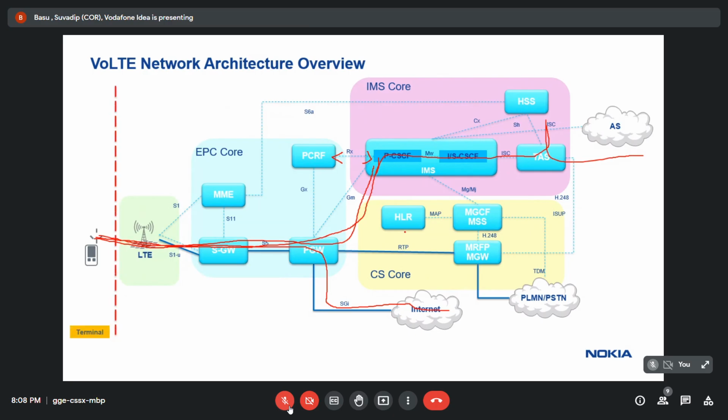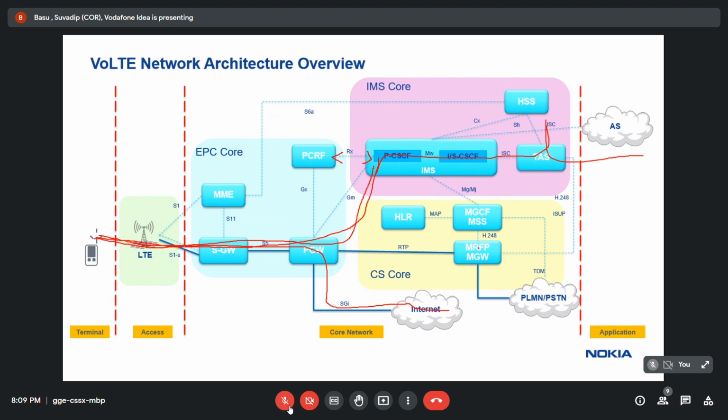Now let us see what happens here. This is the terminal part. This is the access part. This is the core network down here. And this is the application part. So these four basic layers are there. Core network means the EPC plus the IMS core plus the CS core. So if it is a fallback call, then it will go to the CS core. So this in entirety is the core network, and beyond that you will have the application servers.